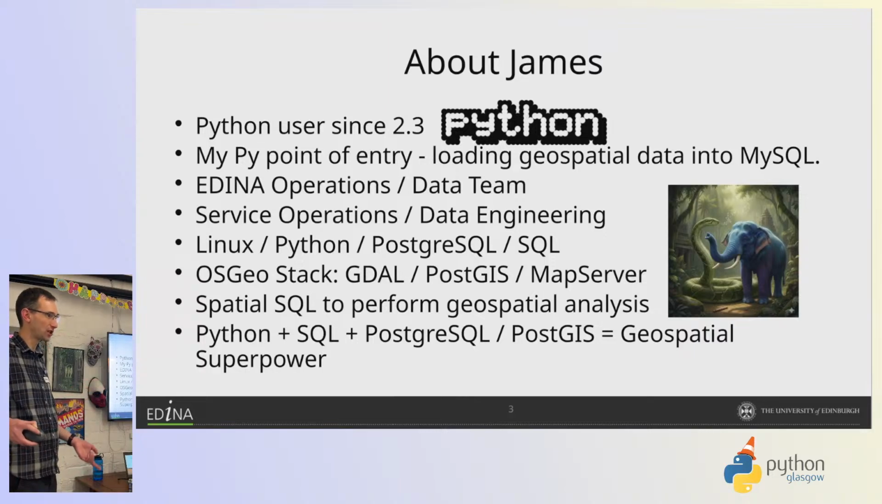I don't know if people know what a GIS is. It's called a geographical information system, and it's a way of manipulating spatial data and running analysis and creating maps. But as a Python person, it's much more fun to do that automatically using code, so that's what I do. And I say, if you take Python, you take SQL, you take Postgres and PostGIS, you get a geospatial superpower, and you can do pretty much everything.